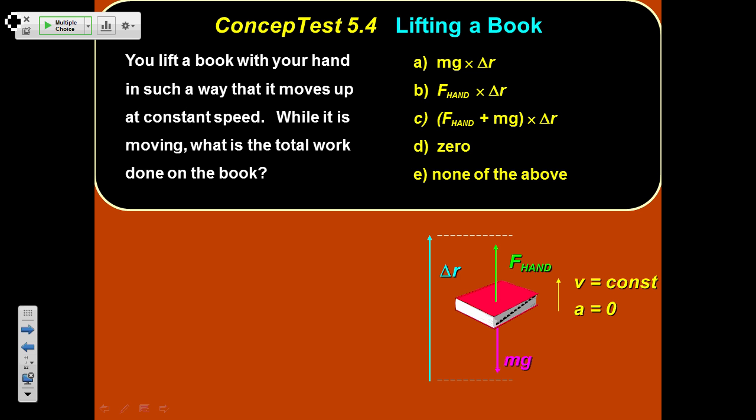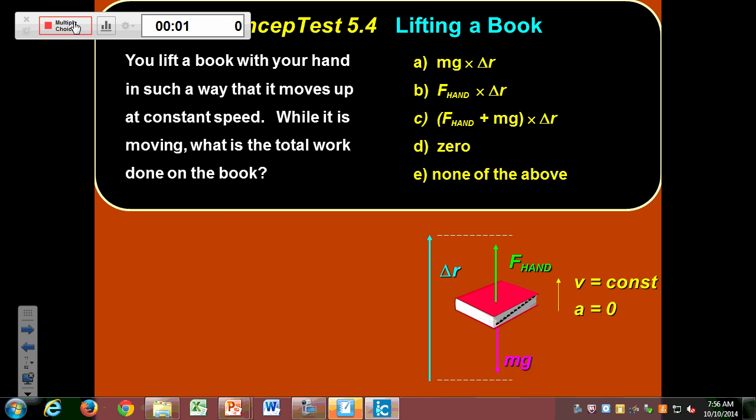Alright, you lift a book with your hand in such a way that it moves up at constant speed. While it is moving, what is the total work done on the book? So you have two forces at play. I want to know the sum of those works.